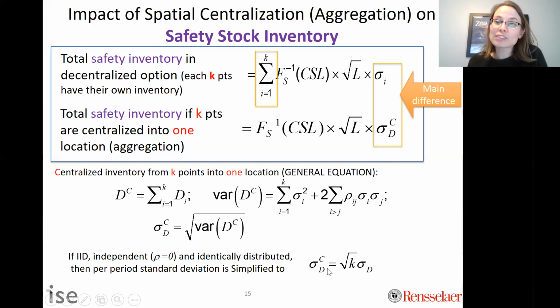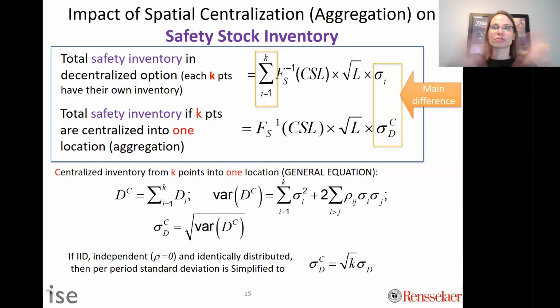What we're doing, instead of summing over K in the decentralized one, we're using the square root of K in the centralized one. And so the square root of K is always going to be smaller than the sum of K. And so the short answer to, do you think we will have more or less inventory if we go from 3 locations to 1 location? The answer is we will have less safety stock as long as the demand is not perfectly correlated. And so we will always have less or equal to the amount of safety stock if we centralize versus decentralize, and mathematically these equations show that.